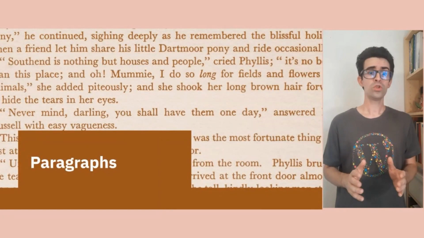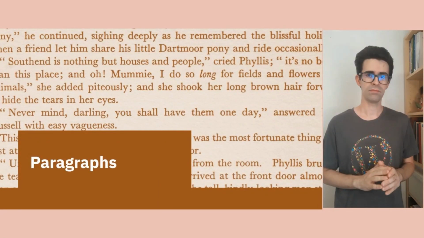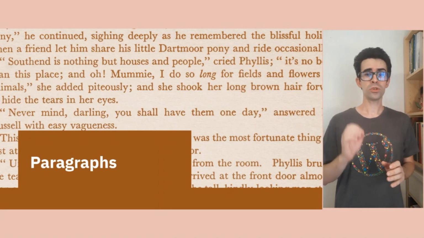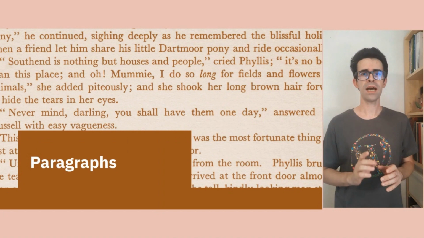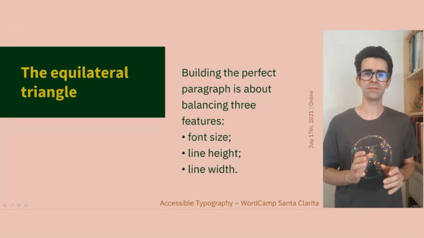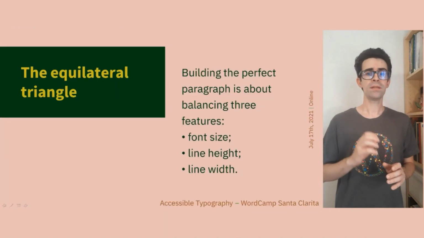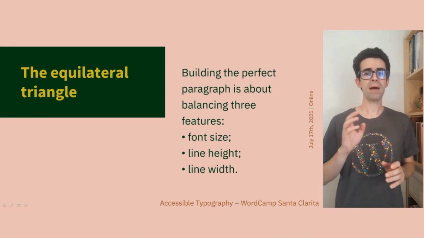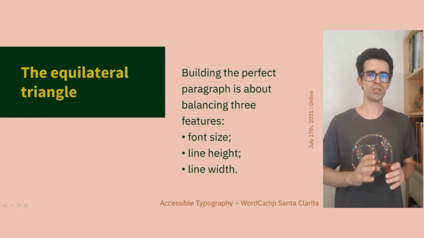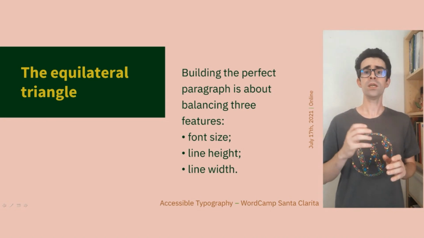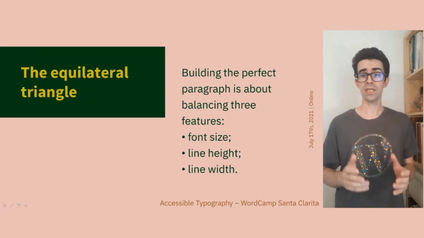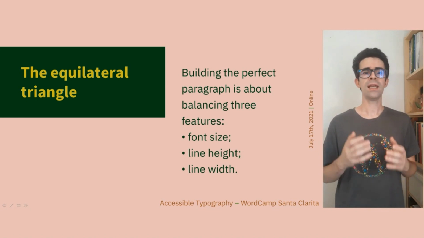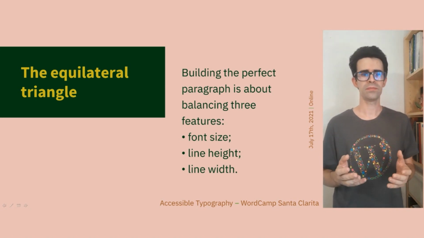It's now time to move to paragraphs. Now, I'd like to introduce this section by using an analogy created by a designer named Mathieu Latin. He describes building the perfect paragraph as balancing three different features. Just like in an equilateral triangle, all sides and all angles are equal. These features are font size, line height, and line width.